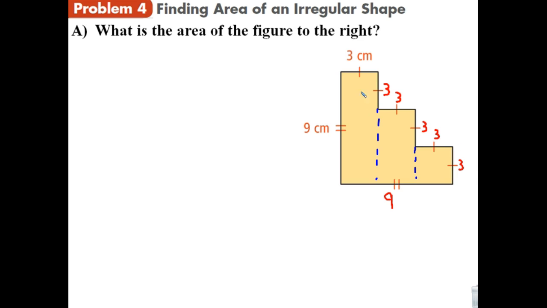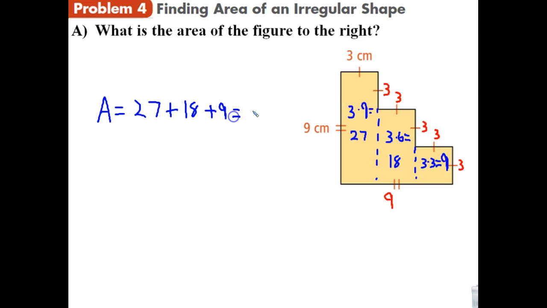Okay, from there we can find the areas of each of these rectangles. First one, base times height, will be 3 times 9, which will give us 27. Middle one we have 3 times 3 plus 3, which is 6, which will give us 18. And in the bottom right corner we have 3 times 3, which will give us just the 9. All right, total area will be those 3 parts added together, 27 plus 18 plus 9, and that'll give us 63 centimeters squared.